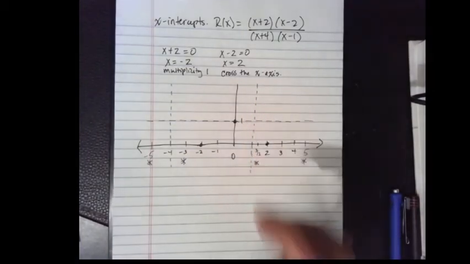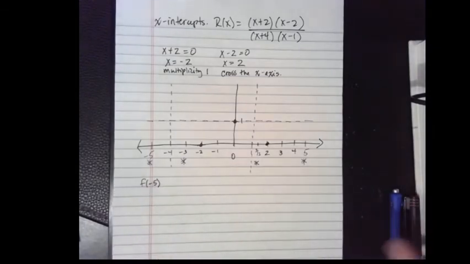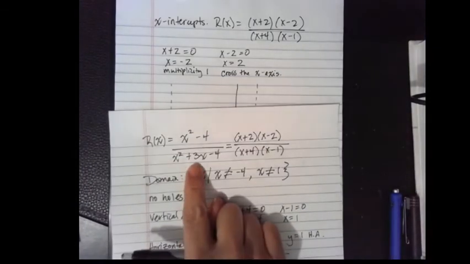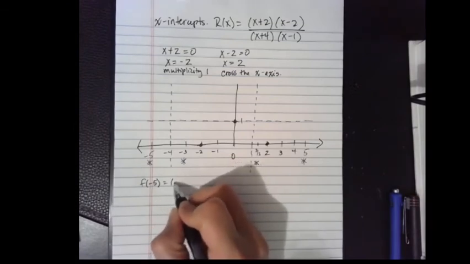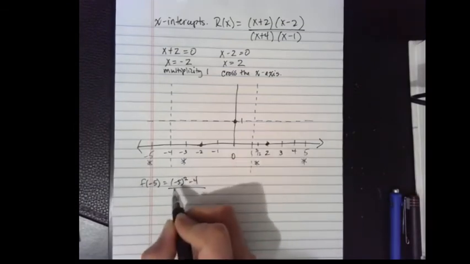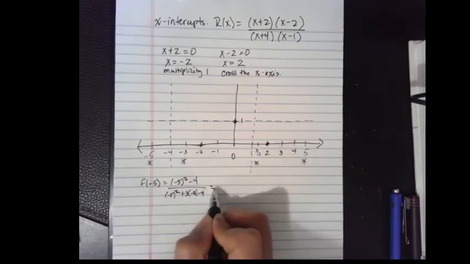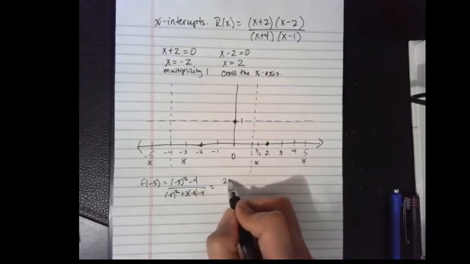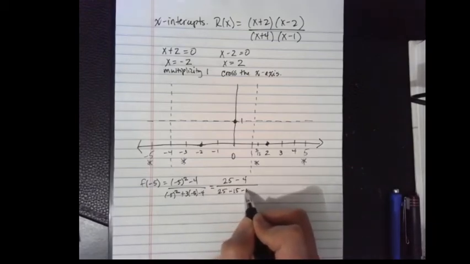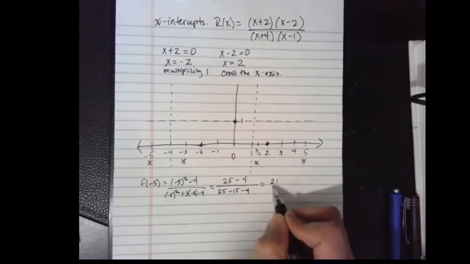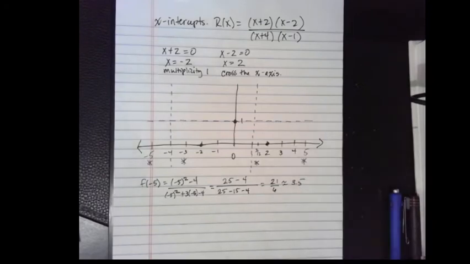So I'm just going to go back to my original function and evaluate. So f of negative 5. For me personally, I'm going to use this equation because it's faster. That's how I work this out. So I have negative 5 squared minus 4 all over negative 5 squared plus 3 times negative 5 minus 4. In the numerator, I end up with 25 minus 4, and 25 minus 15 minus 4 in the denominator. That gives me 21 over 6, so that's approximately 3.5. Okay, so it's positive.